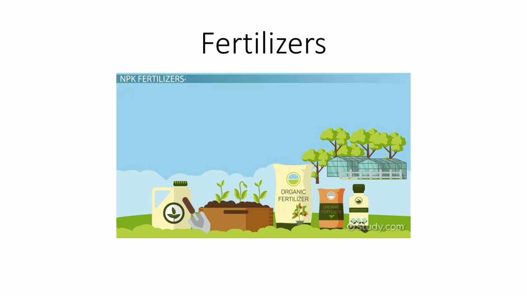Have you ever given your plants fertilizer? Have you looked at the bag and figured out what all the numbers mean? All plants require a well-balanced supply of major plant nutrients: nitrogen, phosphorus, potassium, magnesium, sulfur, and calcium.